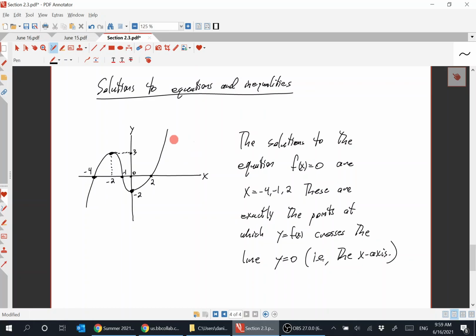So let's actually change that a little bit more. You could also have something like this, not necessarily cross, but just touching. So we'll say that's point positive 4. Right, so the solutions to f of x equals 0 are those points where the graph touches or crosses the x-axis.